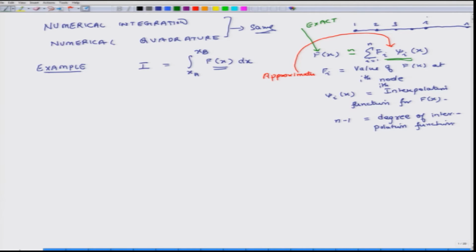So, if I have to do numerical integration, what do I do? Let us call this equation A, and let us call this equation B. I plug B into A, this is the first step. Then I is equal to the integral from x a to x b, and instead of f x I am putting its approximate function, that is f I psi I of x dx, summed over I is equal to 1 to n.